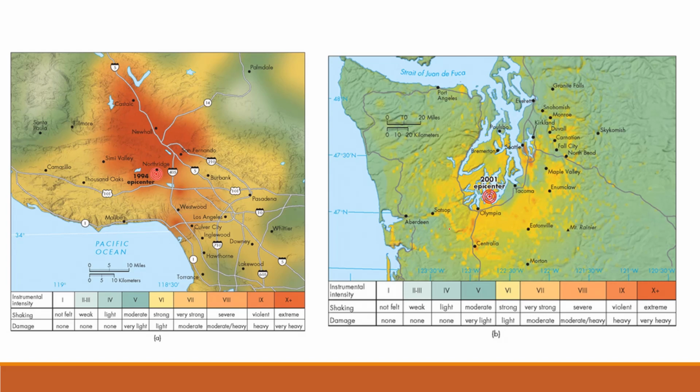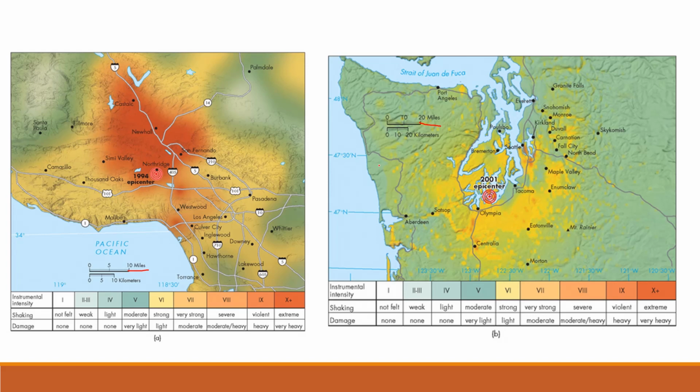So this 1994 Northridge was a magnitude 6.7. We see much greater shaking in the center area, and it goes out further. So I want to point out my scale here. This scale is 10 miles, this scale is 20 miles. So this image is 2 times the distance as the California image.